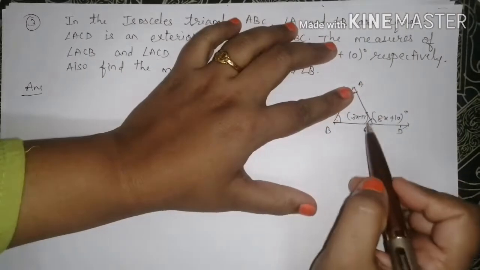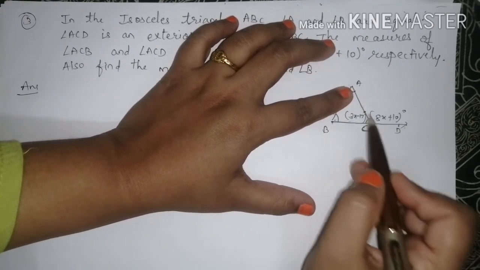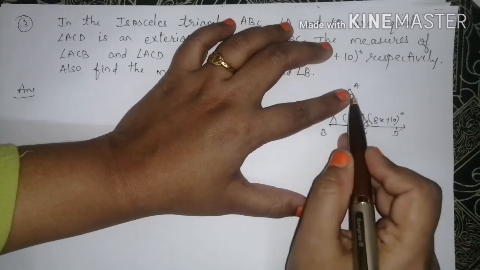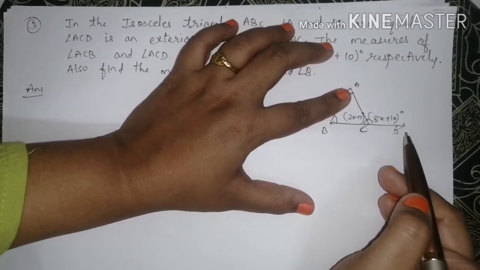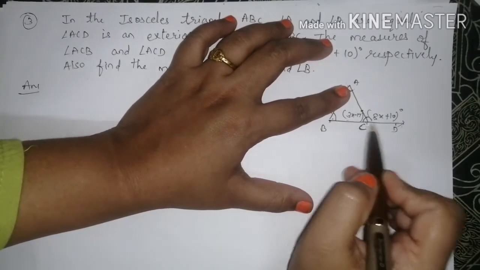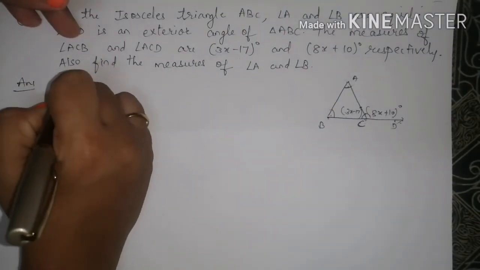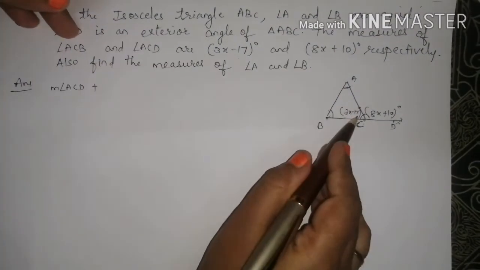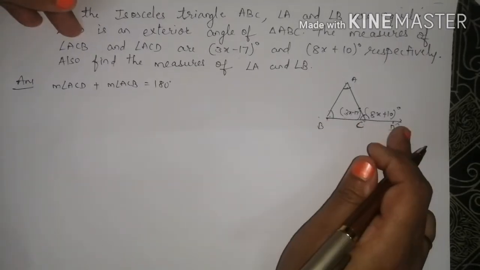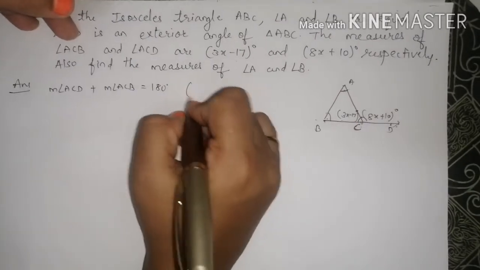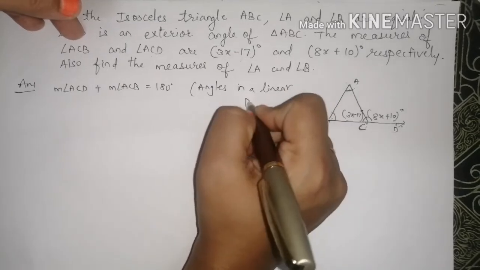Children, just see here. On this straight line, these are the two adjacent angles. So we know they are forming angles in a linear pair. On a straight line, if two adjacent angles are forming, they are angles in a linear pair. And angles in a linear pair we have studied, their total is 180 degrees. So angle ACD plus angle ACB, its total will be 180 degree. So measure of angle ACD plus measure of angle ACB is equal to 180 degree. Why are they 180 degree? Because on a straight line these two adjacent angles are forming. They are nothing but angles in a linear pair. Angles in a linear pair, their total is always 180 degree.